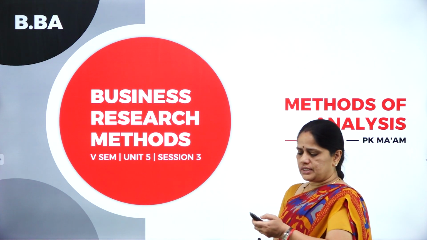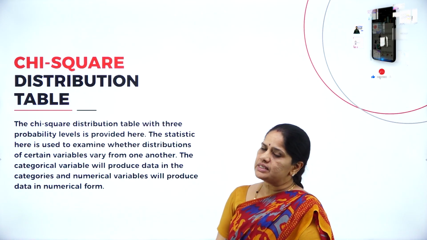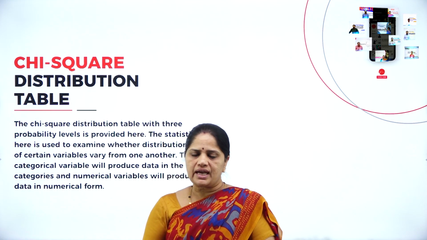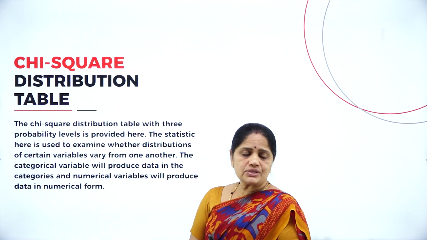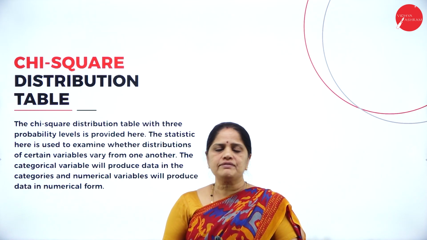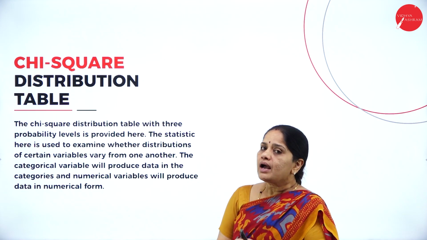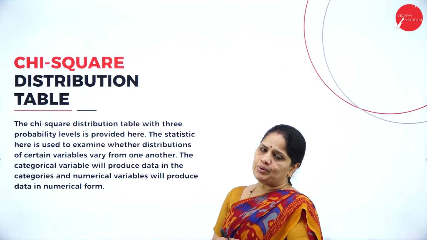In this session 3 of Unit 5, we will be learning about the chi-square distribution table. In my previous sessions, I have already told you about the chi-square distribution. The chi-square distribution table helps us to determine the confidence level and also the degrees of freedom, and it is one of the methods through which we can test the hypothesis.